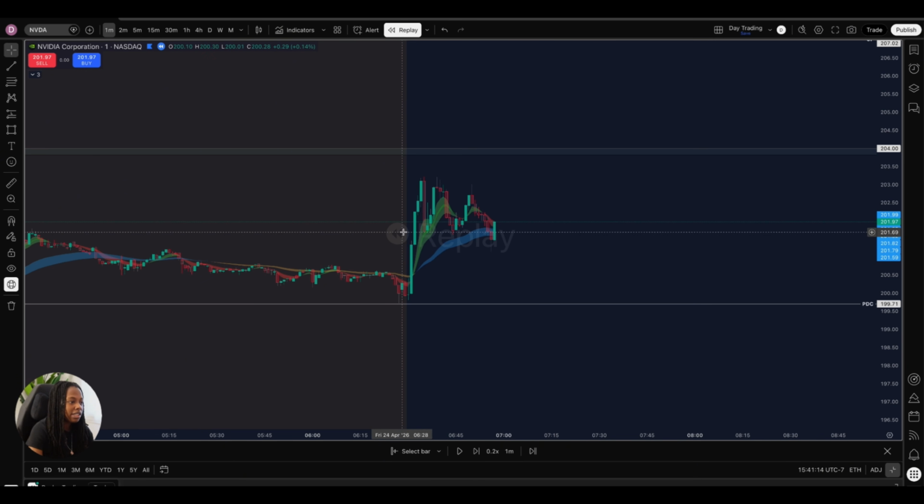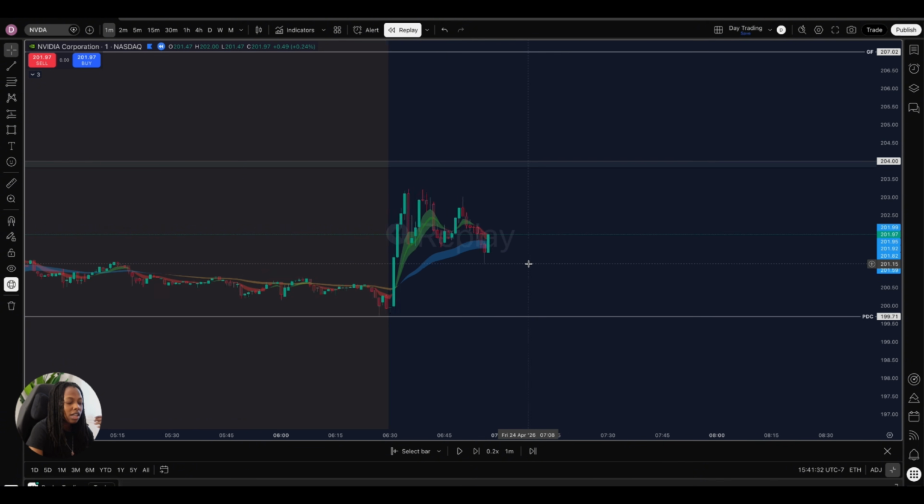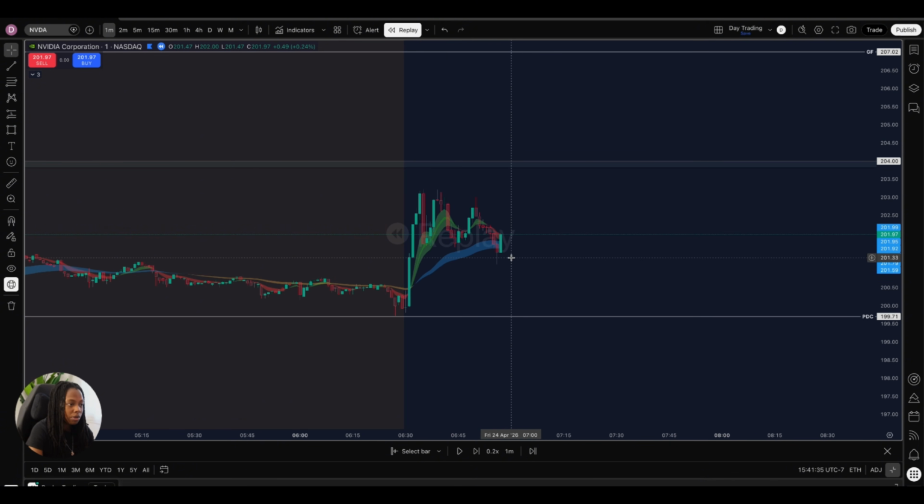You are consolidating. You are forming a flag for pattern traders. Pattern traders would tell you this is a flag, right? But I don't trade patterns. This is a flag. This is also trend line liquidity, all sorts of confluences lining up. And I've explained these concepts on my channel, but if you need more clarity, I can make another video.